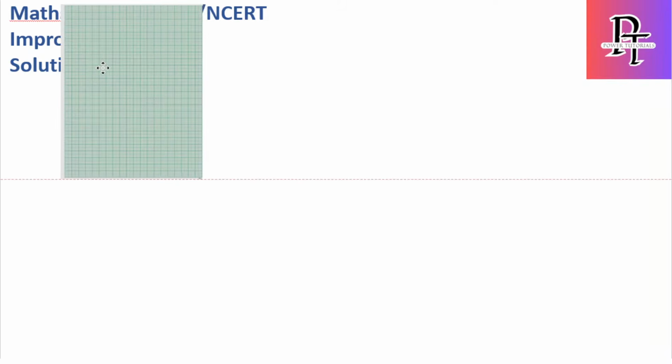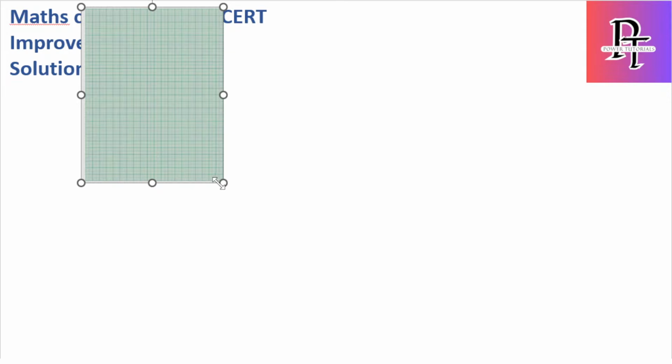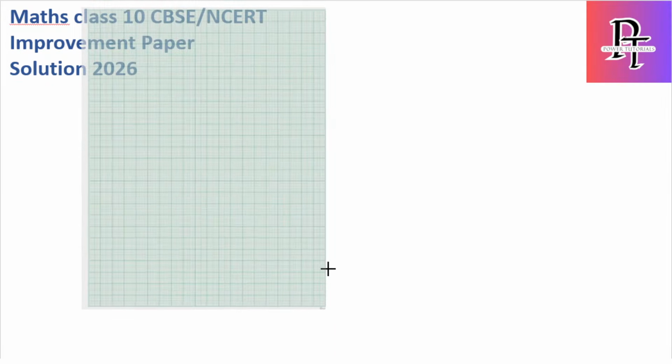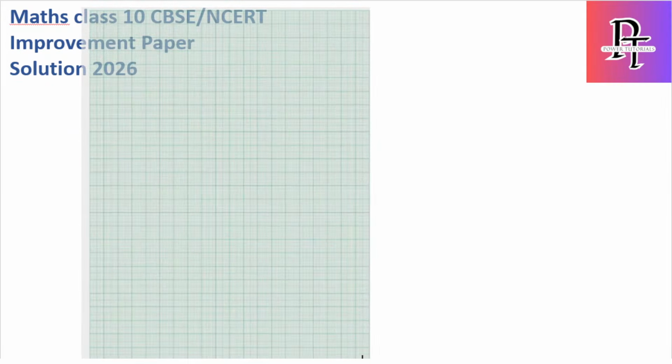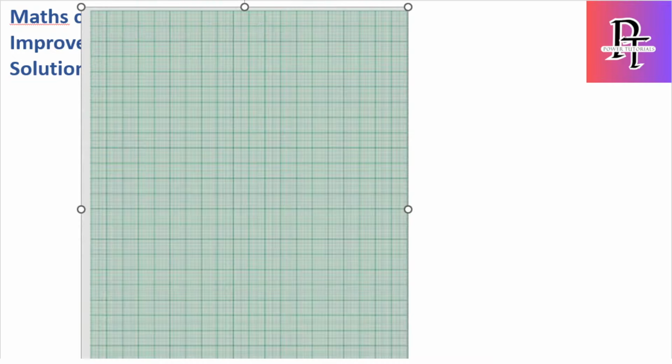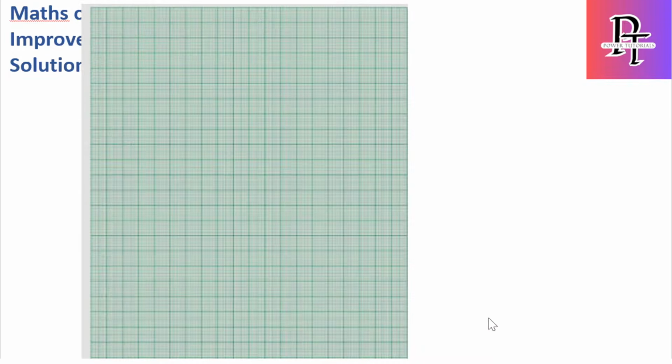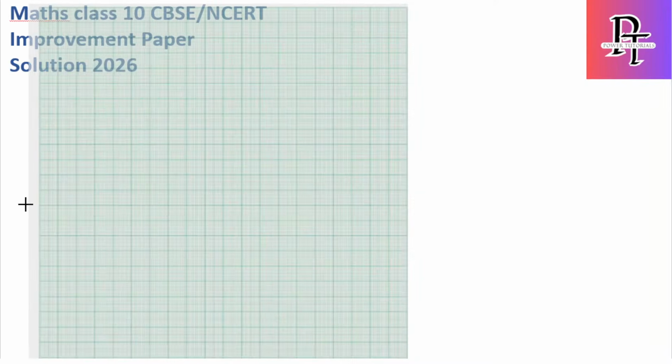So the graph sheet will look something like this. I'll expand to the left side as well. For the graph sheet, what we have to write is the scale. Scale means what the x-axis is and what the y-axis is.